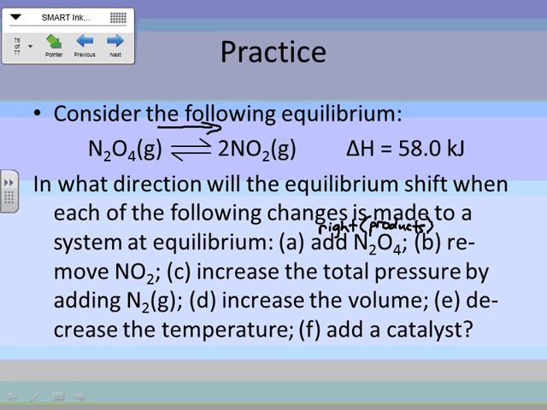What about if we remove NO2? If we take this out, what does that do?